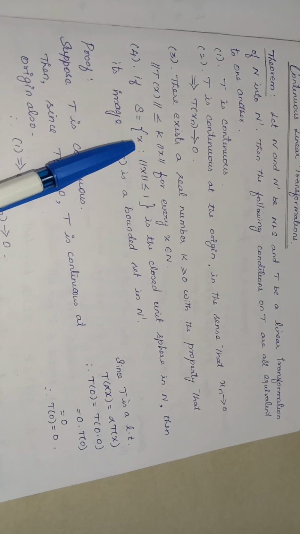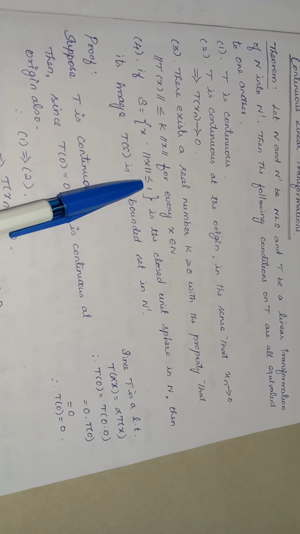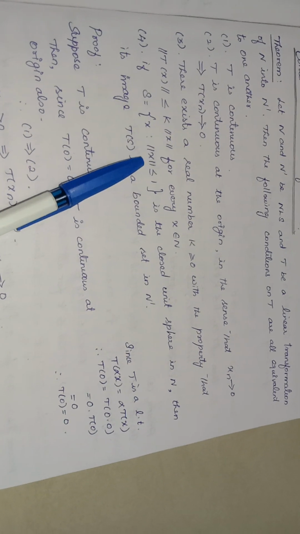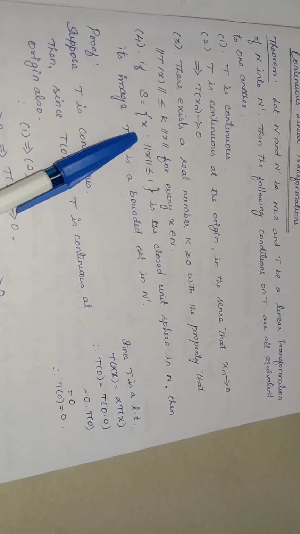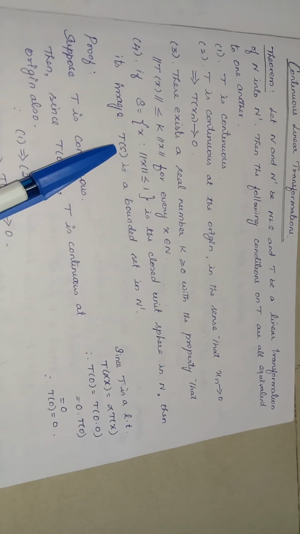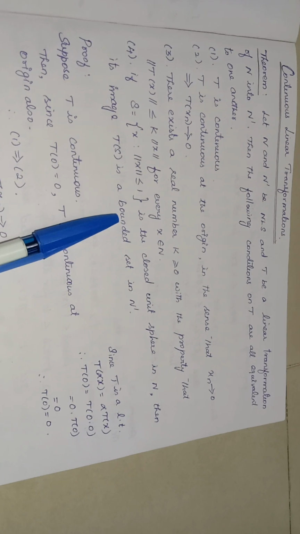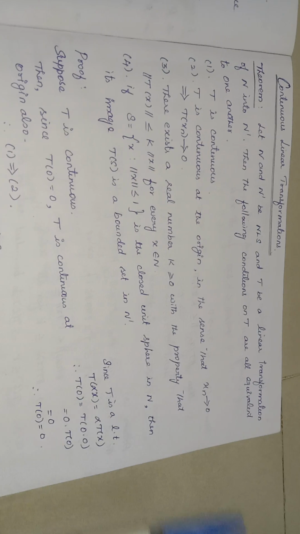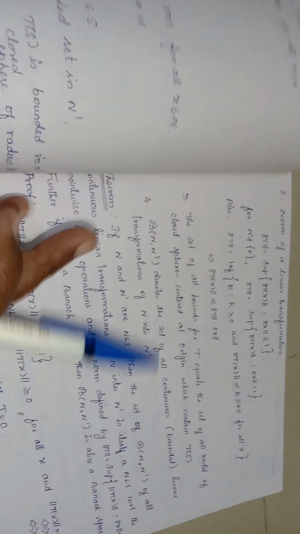The set of all x for which norm x is less than or equal to 1. That means the closed unit sphere in N, that is, the set of all points inside and on the unit sphere. If S is like this, then its image T of S, the image of the unit sphere in N', has to be bounded. So all four conditions are equivalent to each other. This is the first result. Next one.